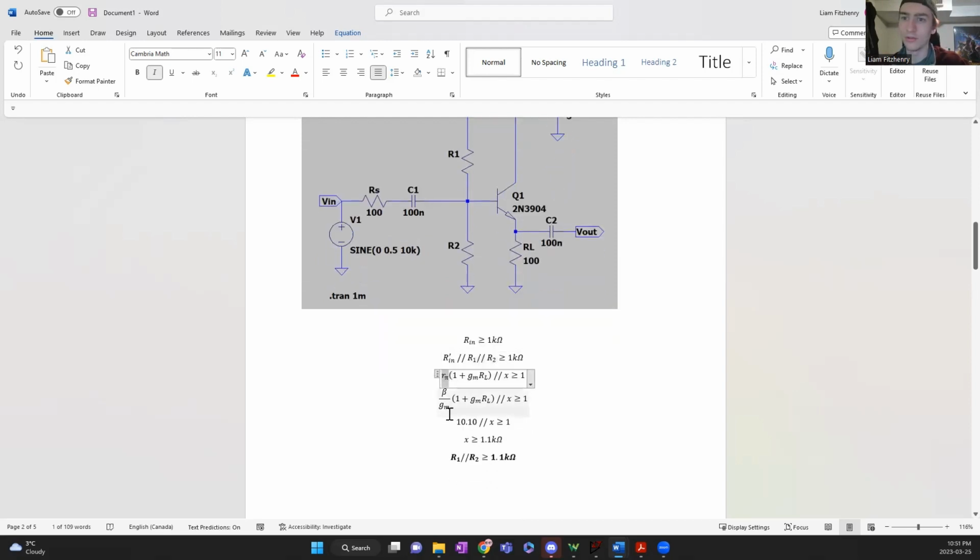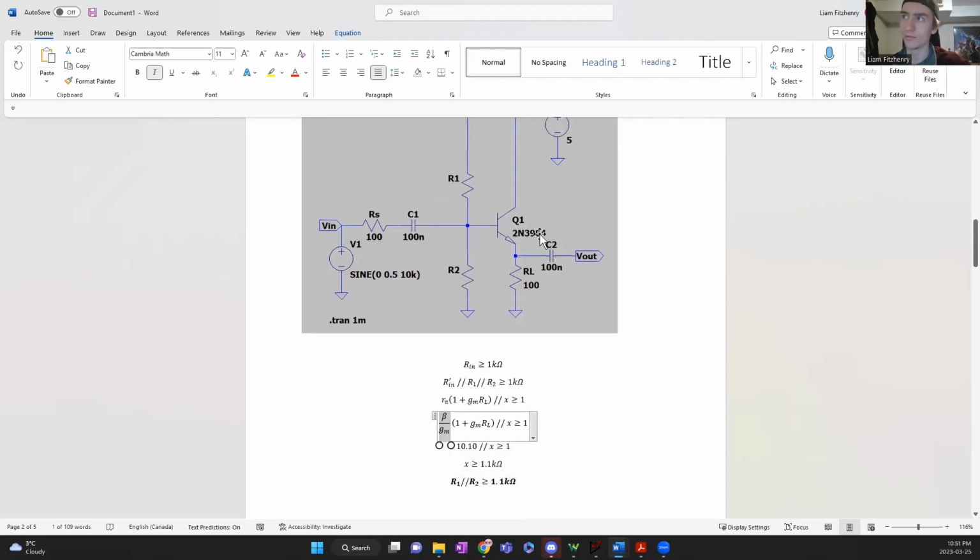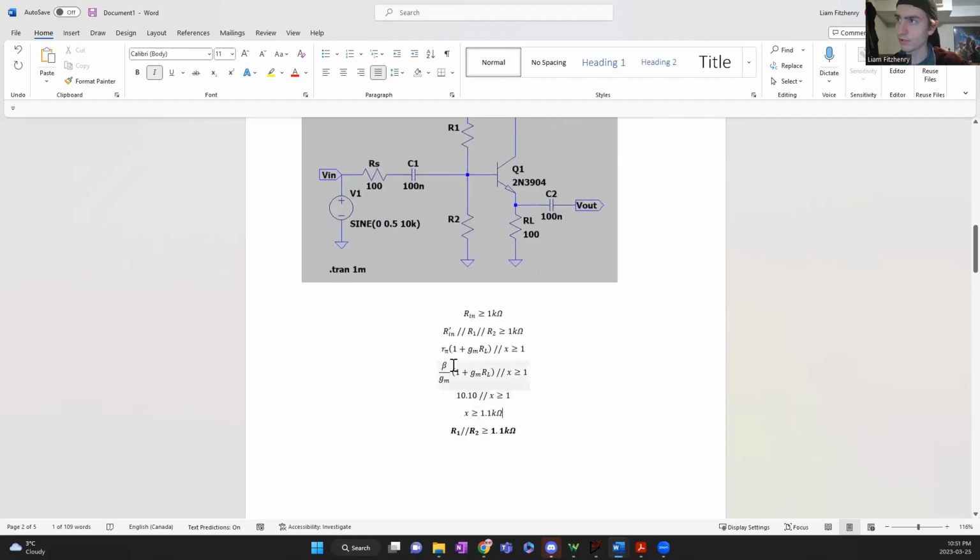And again, simplifying here using our small signal model, you know that R pi is equal to beta over GM. So this is the first time I need to go look at the data sheet for the transistor that we're using, which is this 2N3904, to determine this value of beta, because this is a property of the transistor.